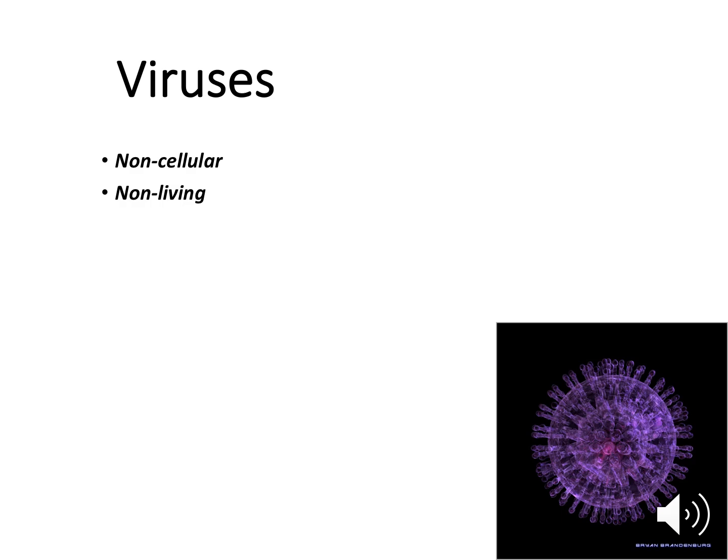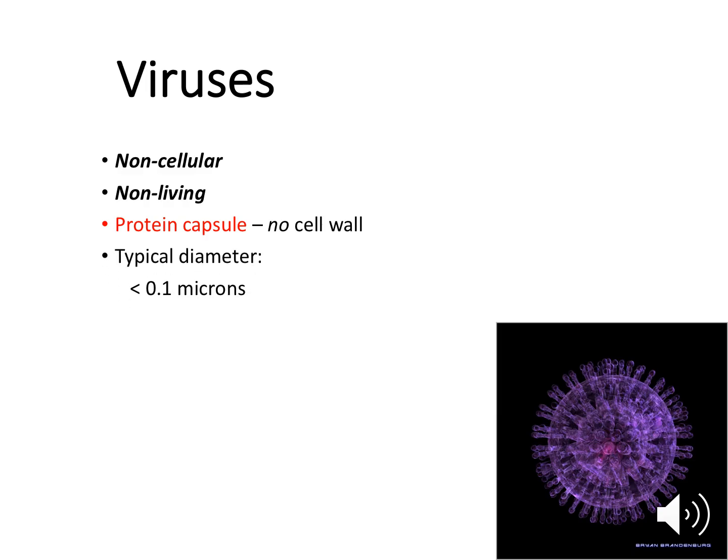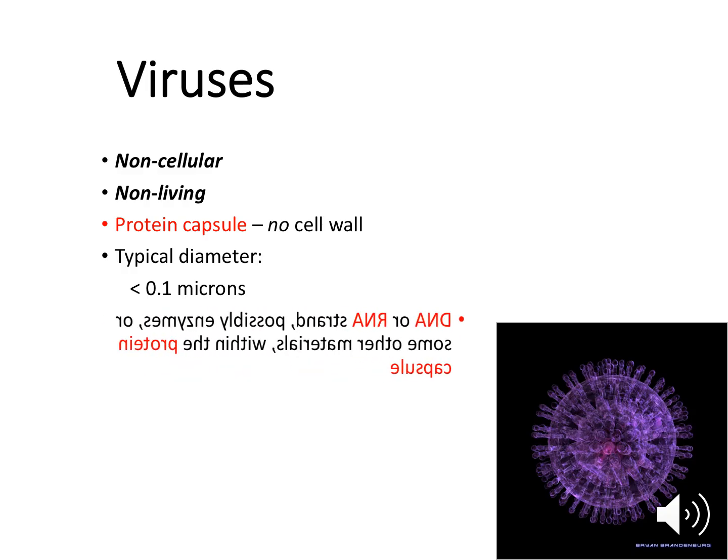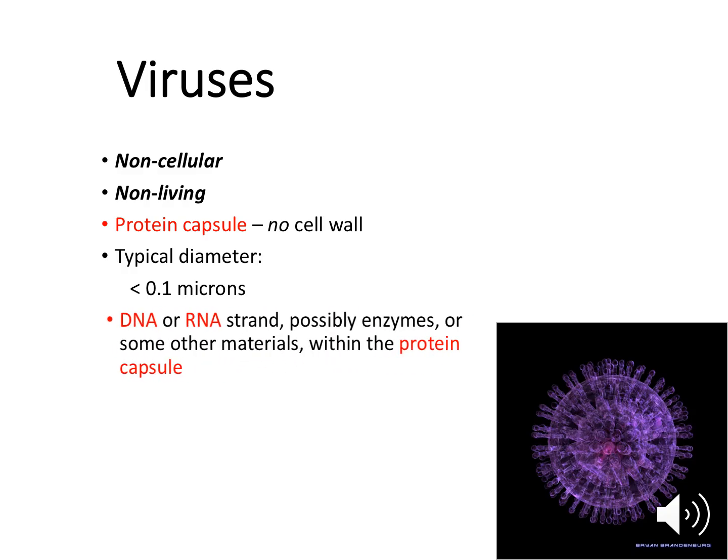And they've got that protein capsule. Again, no cell wall because it's not a cell. Their typical diameter is less than 0.1 microns. This is what scientists refer to as extremely teensy, very teensy. They are particles. They're like dust floating about. And they've got a DNA or RNA strand. The HIV has RNA in it.